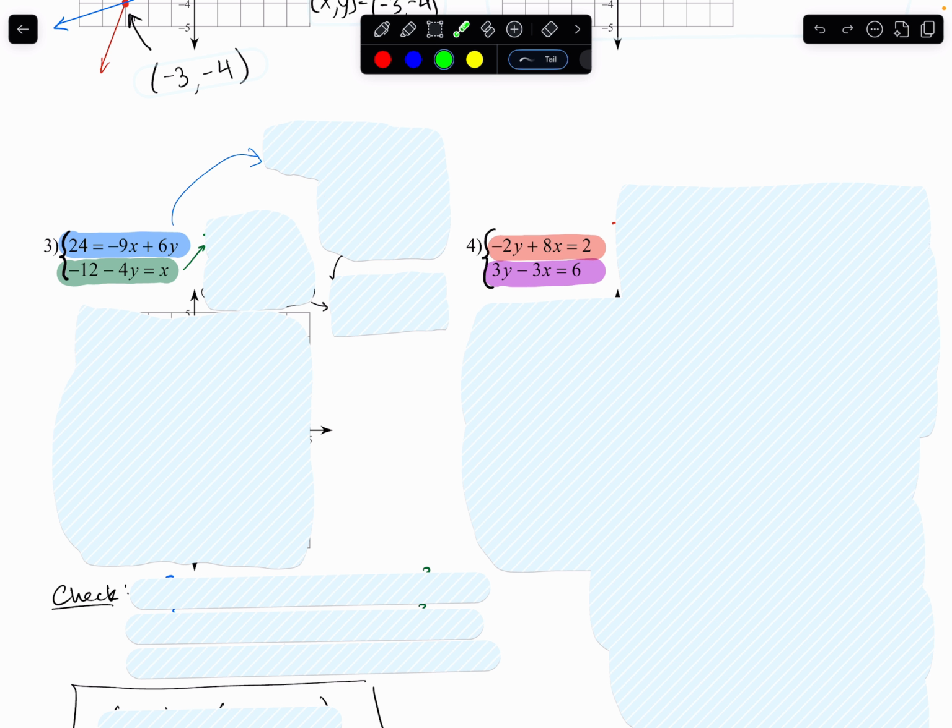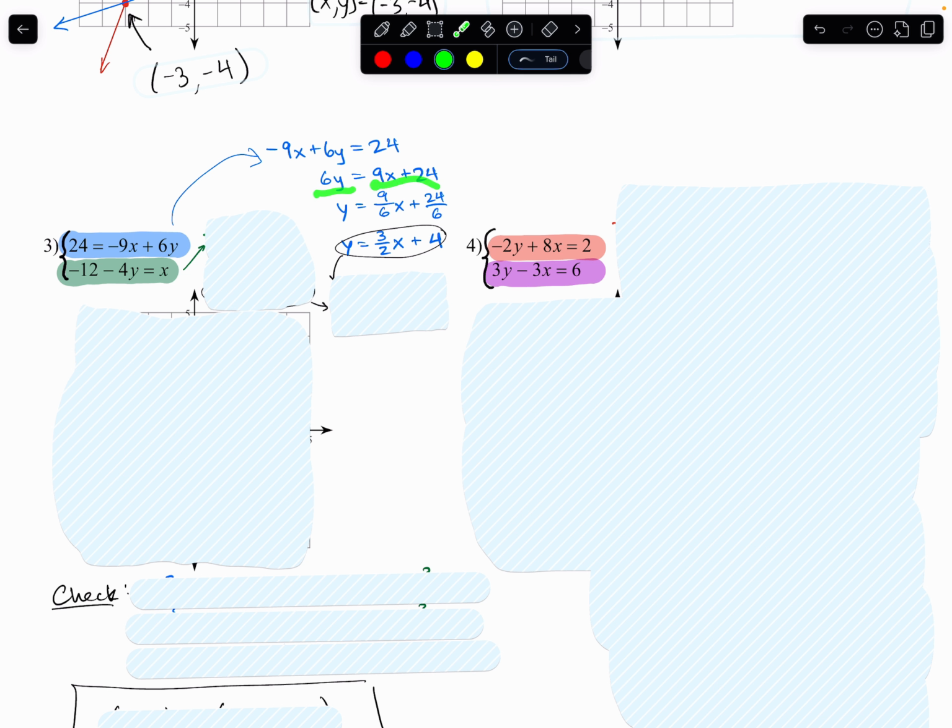Neither of them are in slope-intercept form, so we have to solve for y, get y by itself. And I did that right here. I took our equation and chose to rewrite it the other way. It's the same thing I just wrote, -x plus 6y on the left instead of the right. After that, I added 9x to both sides so that we had a positive 9x on the right. Now y is close to being by itself, but we have to divide by 6.